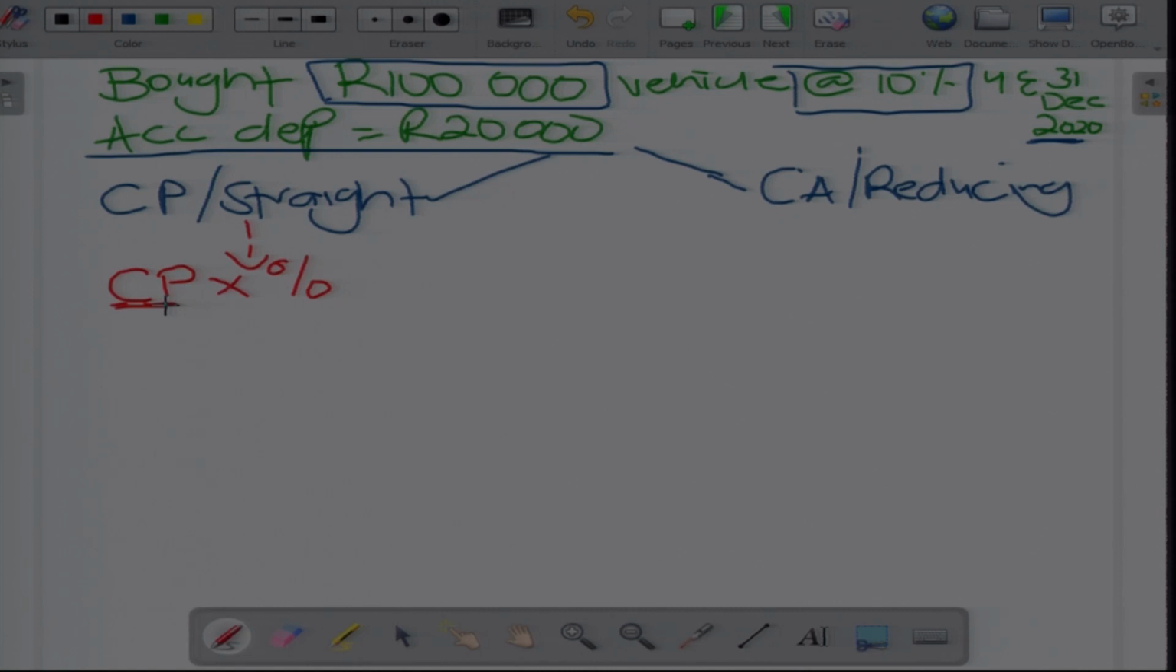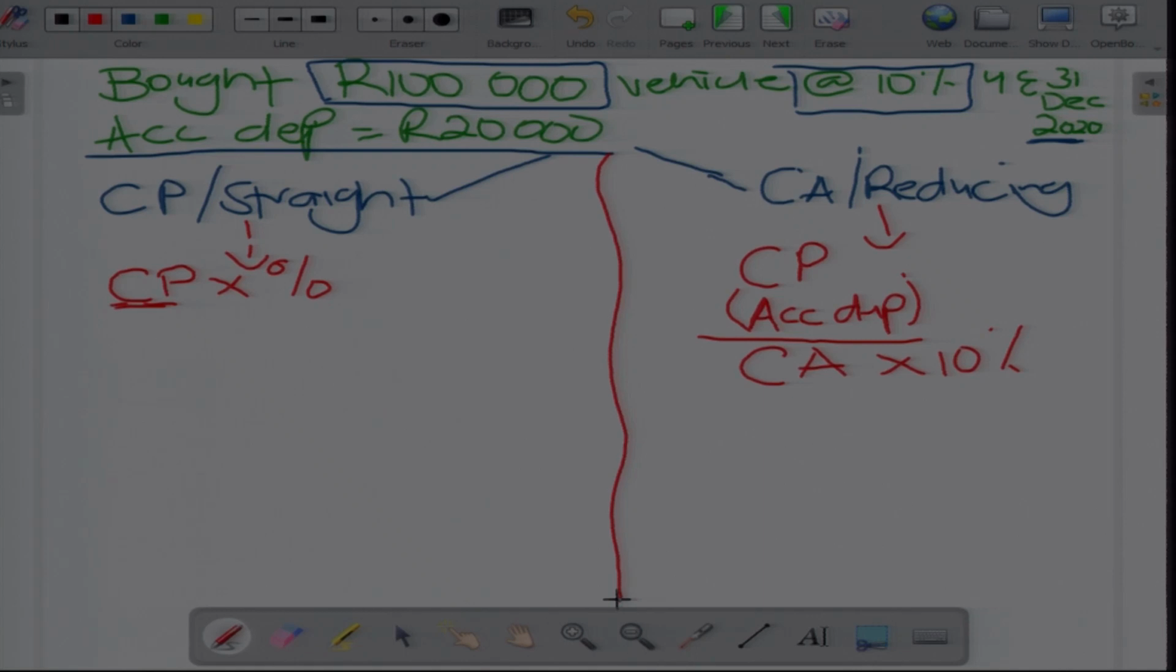But with the reducing balance, the formula is cost price minus accumulative depreciation gives you the carrying amount. And then the carrying amount you will multiply by 10%. Now what this means is, I bought the vehicle for 100,000. I minus the cumulative depreciation. I want to know what's my carrying amount. Now carrying amount is the value of the vehicle today. Okay, so let's go and do this quickly.